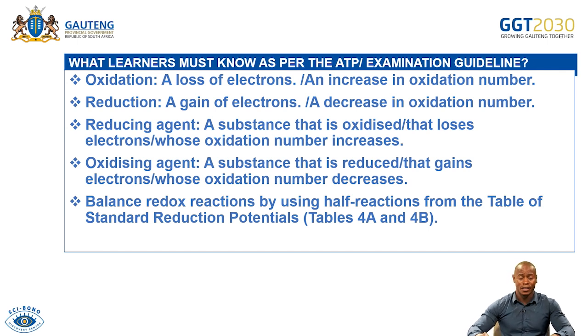in terms of electron transfer and also in terms of oxidation numbers, define the reducing agent and the oxidizing agent, and also balance redox reactions by using half reactions from the table of standard reduction potentials. So this is what you need to know, grade 11s, under redox reactions.